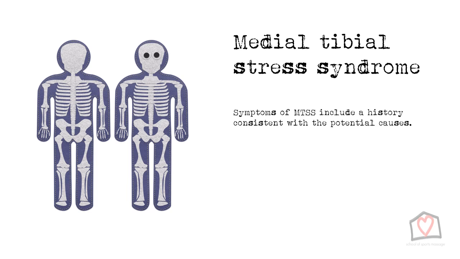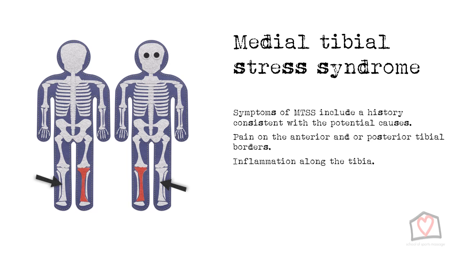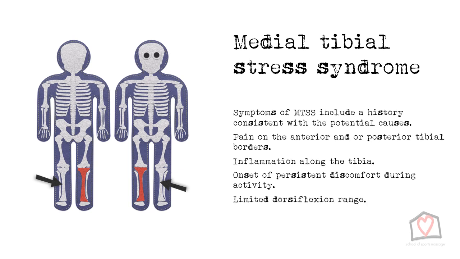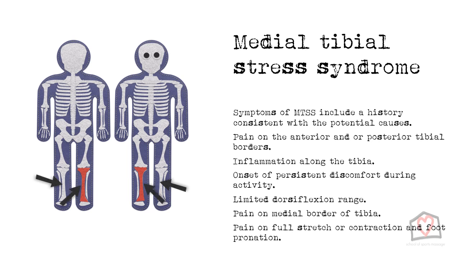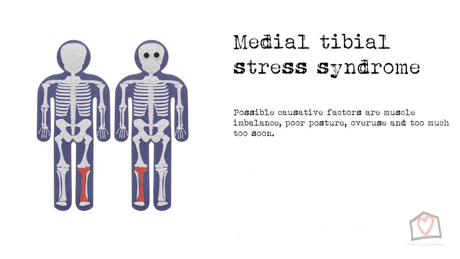Signs and symptoms are a history consistent with the potential causes. There will be pain on the anterior and or posterior tibial borders. Inflammation will be present along the tibia, and there will be onset of persistent discomfort during activity, which will increase with running or walking. You will have limited dorsiflexion, and there will be pain on the medial border of the tibia. You will also have pain on full stretch or contraction, and you will find the foot is pronated. The possible causative factors are muscle imbalances, poor posture, overuse and too much too soon, but more than likely a combination of all of them.